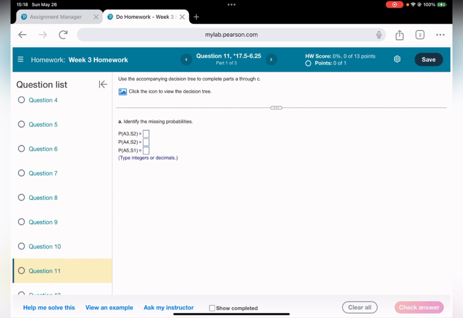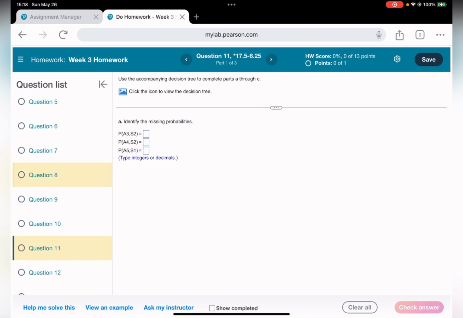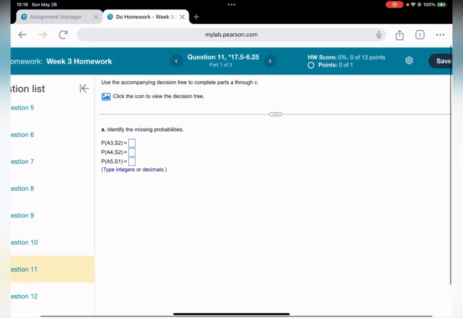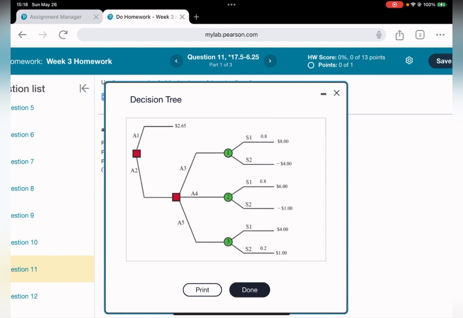Okay, I'm going to record question number 11. Number 10, I said it's similar to number 8, 9, so you can do it. And question number 11. Use the accompanying decision tree to complete part A through C. Okay, identify the missing probabilities. What do we have here?